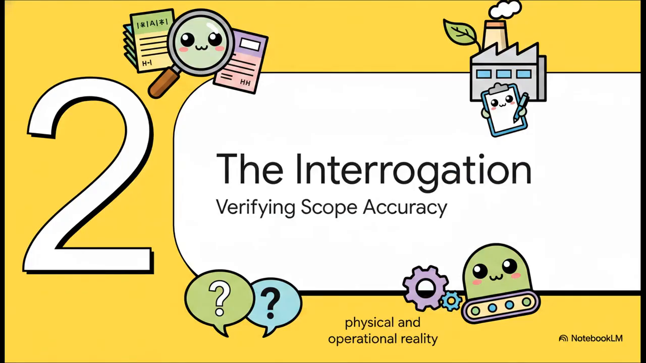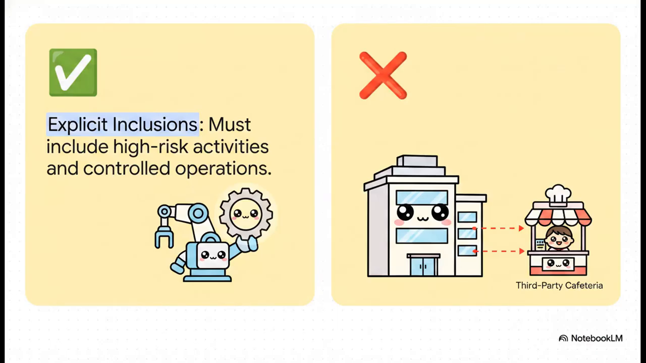Moving on to Section 2, the interrogation, verifying scope accuracy. This operational reality is exactly what gets tested here. It's where the lead auditor actively verifies if the declared scope actually matches the physical reality of the business. Auditors are going to look very closely at explicit inclusions versus explicit exclusions. Explicit inclusions are the elements clearly covered by the system, like high-risk activities and directly controlled manufacturing operations.